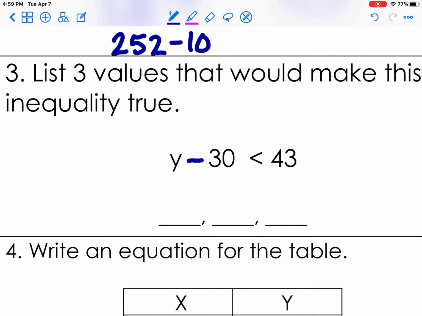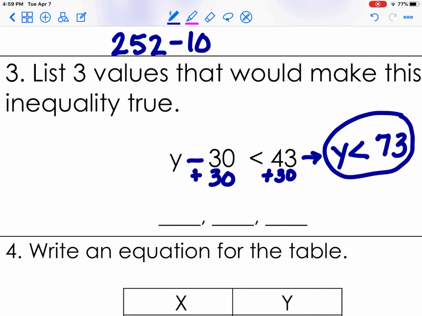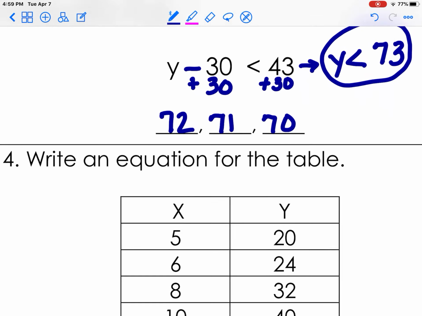The opposite of subtracting 30 from each side would be to add 30. So my solution, y is less than 43 plus 30, which would be 73. Any number less than 73 is a solution to this. I'm going to write 72, 71, and 70 as my solutions, but you know there's a lot of other numbers that are less than 73. It's not or equal to, guys. There's no bar underneath that symbol.